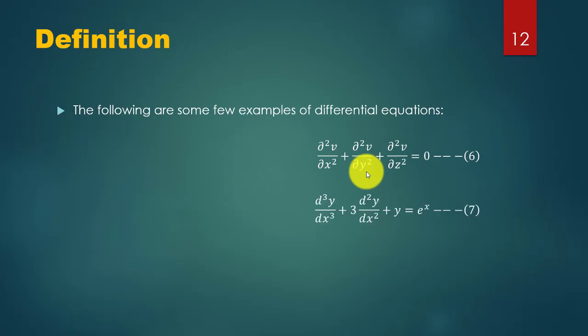We also have d cube y over dx cube plus 3 times d squared y over dx squared plus y equals e to the power x. We also have the partial derivative of u with respect to x plus x times the partial derivative of u with respect to y equal to sine xy. So this is another example of partial differential equations. As I said earlier, we are looking at ordinary differential equations under this course.